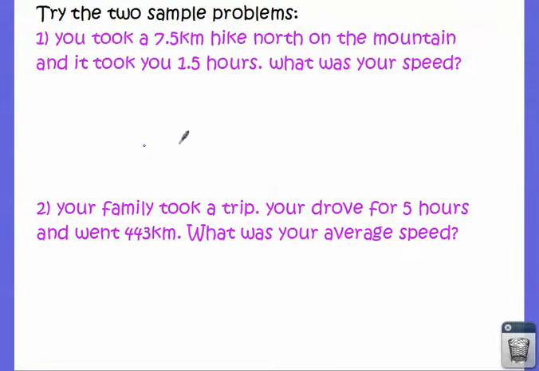So if we look back at the question that we just answered the speed for, we said the speed was 5 kilometers per hour. So then the velocity would be 5 kilometers per hour north, because the north is provided to us in the question. Sometimes we get questions like the second question where direction is not provided. So we did 443 kilometers divided by 5 hours to get 88.6 kilometers per hour, but there's no direction provided.